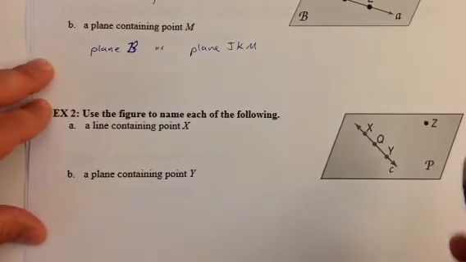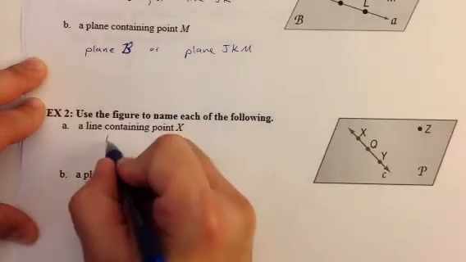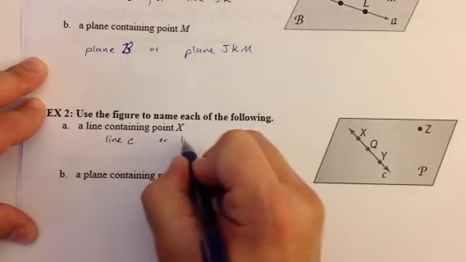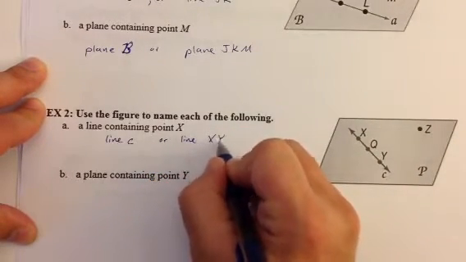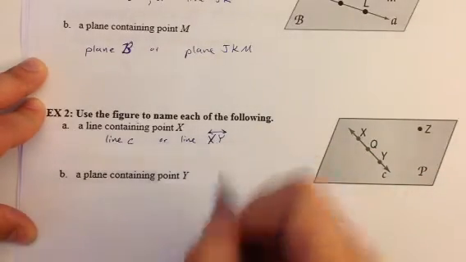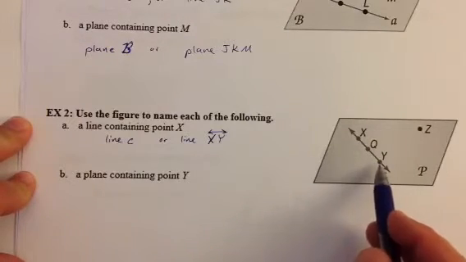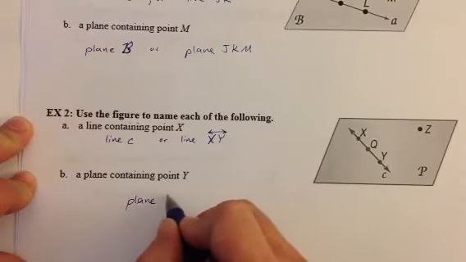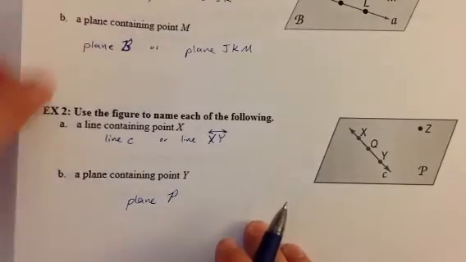Here's what we should get. In this figure, a line containing point X would be anything on line C, so you could call it line C, or use the 2 letters, like X, Y. You might have said XQ or QY or in a different order, and that's okay. And then a plane containing point Y. Point Y is on this line, which is all on plane P. So most likely we'll just call it plane P. All right, let's keep going.